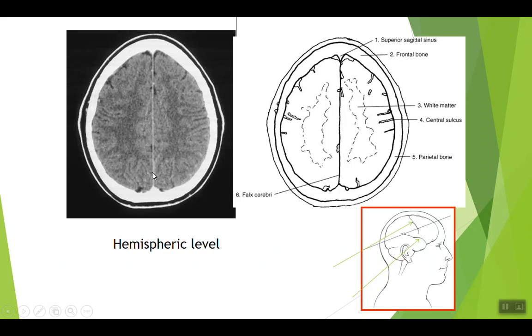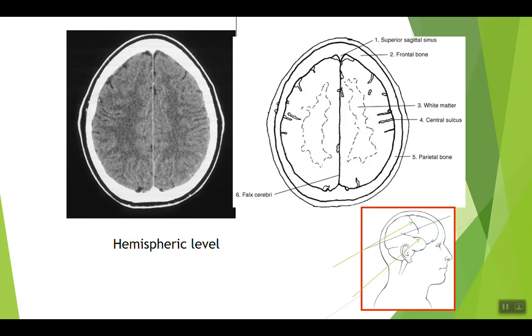And then you can also start to see a big difference between gray matter and white matter. Gray matter on CTs shows up light gray. So you can see the gray matter is this outside portion, and the darker area in here is all considered white matter.